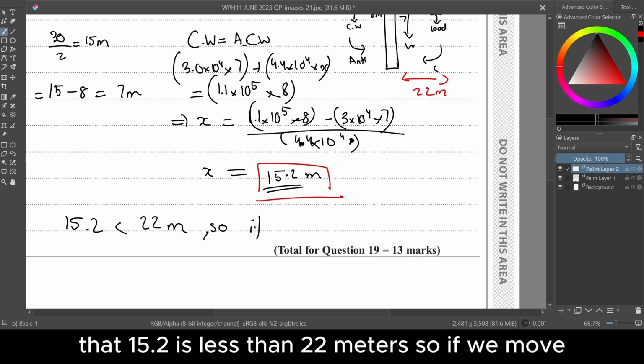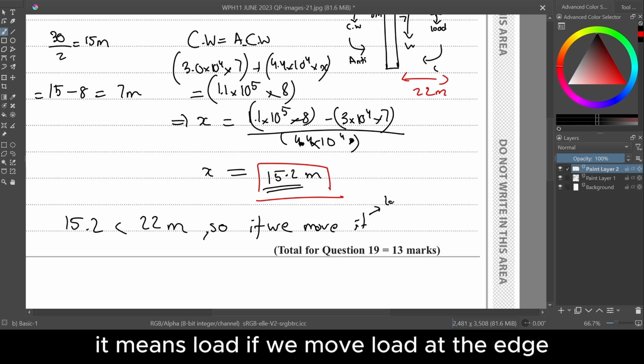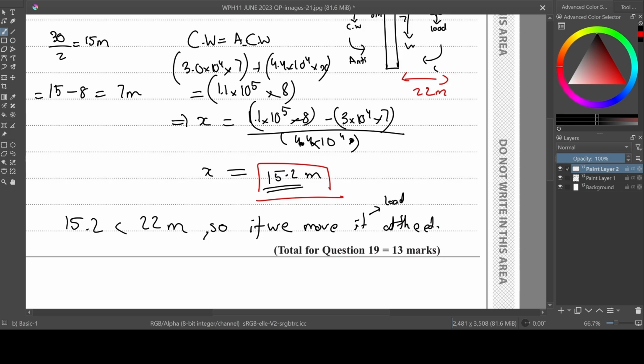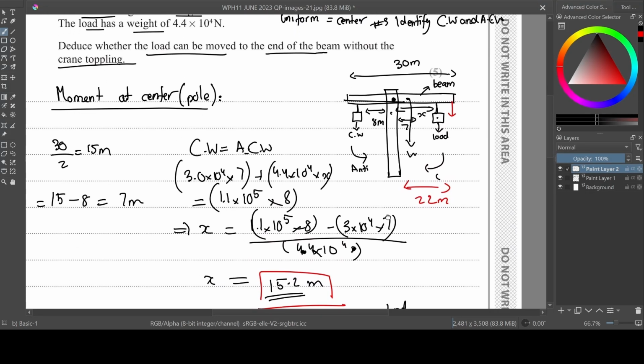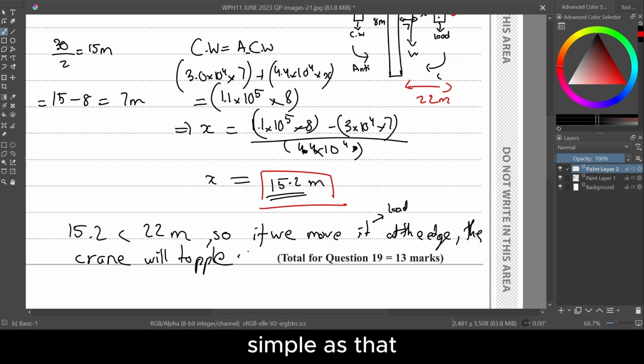So if we move the load to the edge, the crane will topple. Yes, the crane will topple. Okay, simple as that.